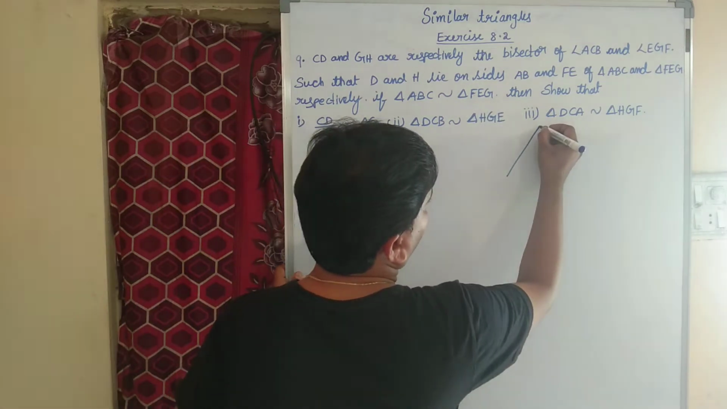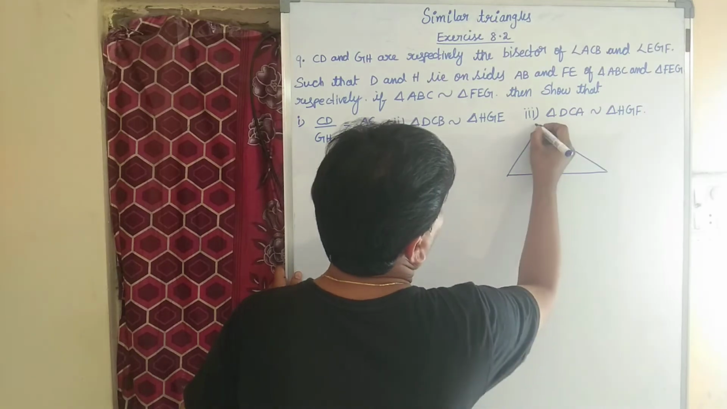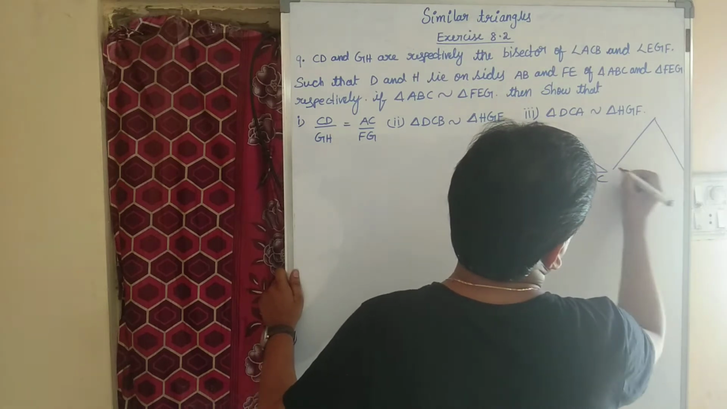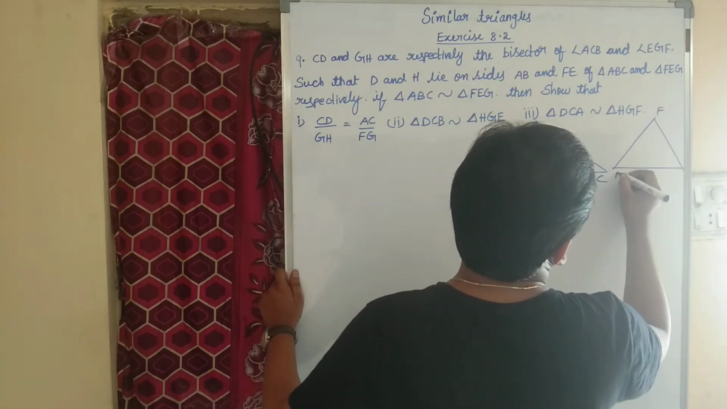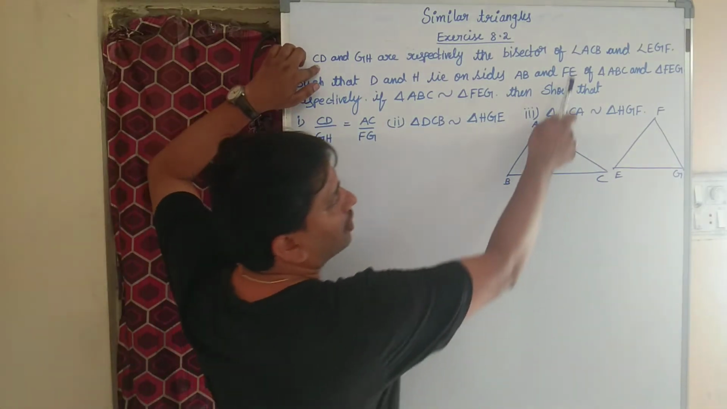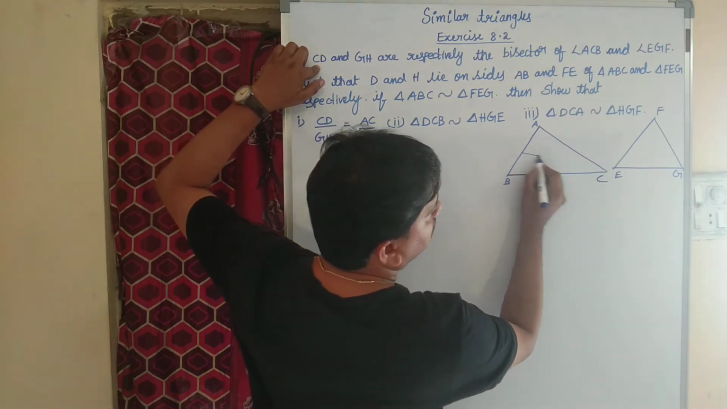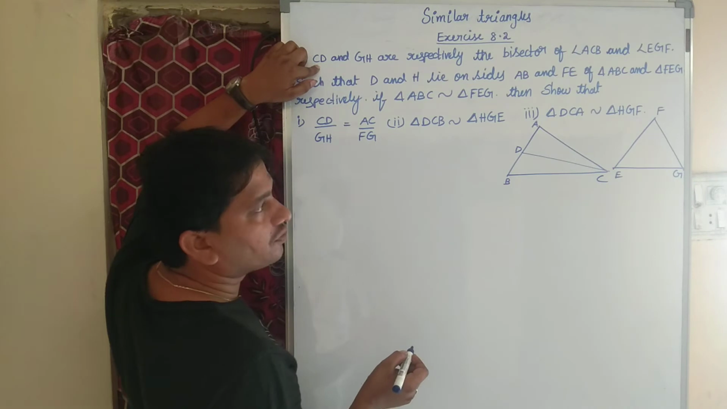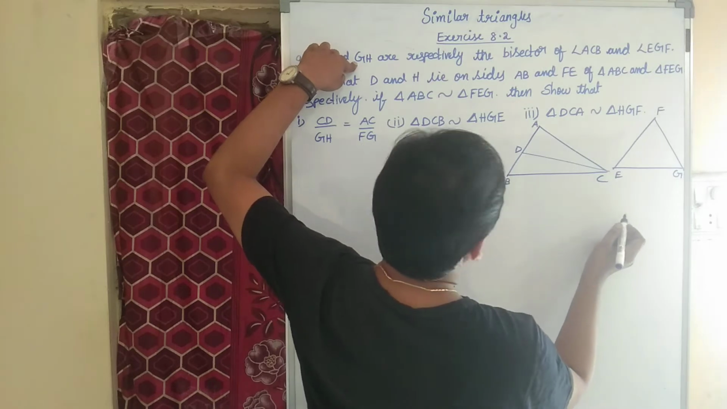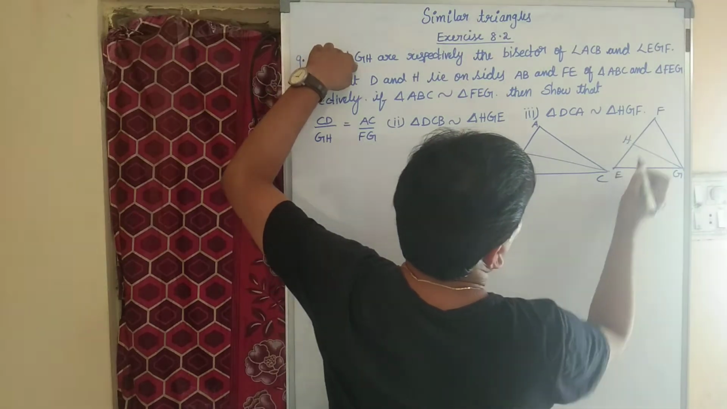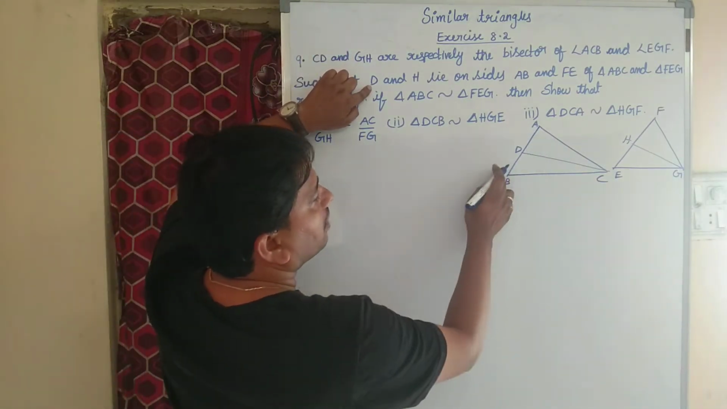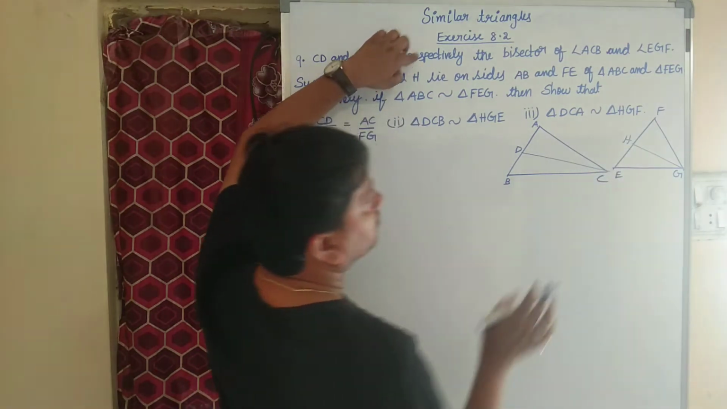Okay, let me draw the triangles. ABC, FEG. CD is the bisector of ACB. GH is the bisector of EGF, such that D is on AB and H is on FE.